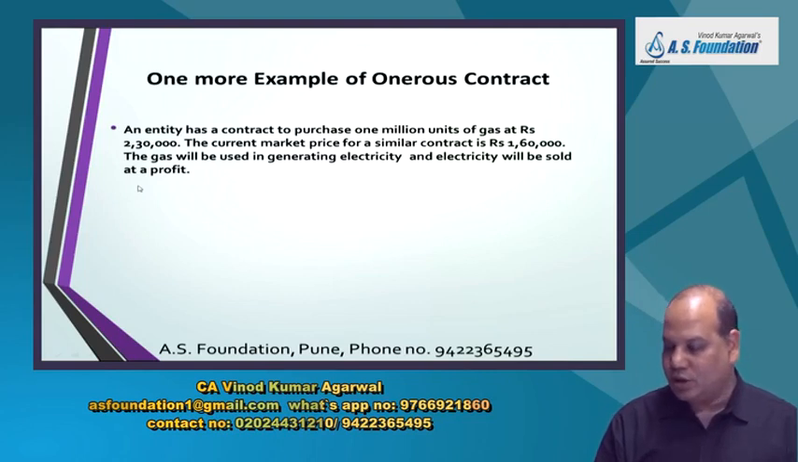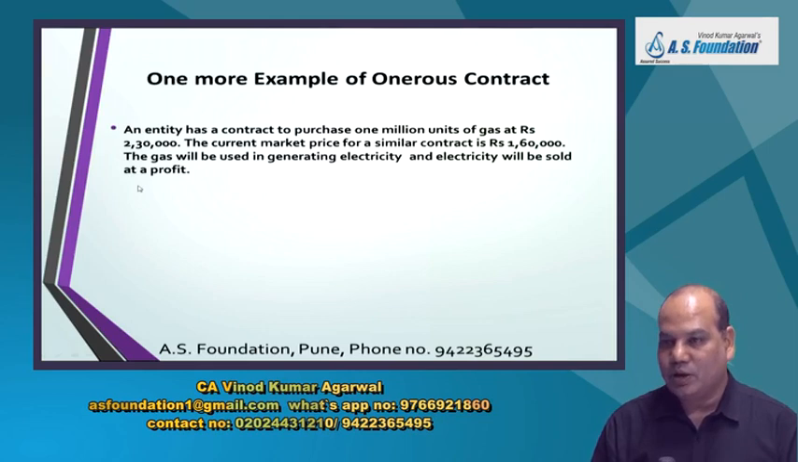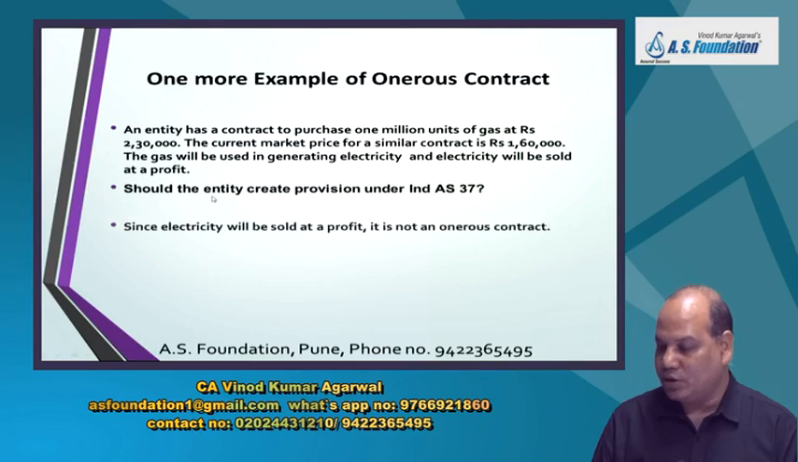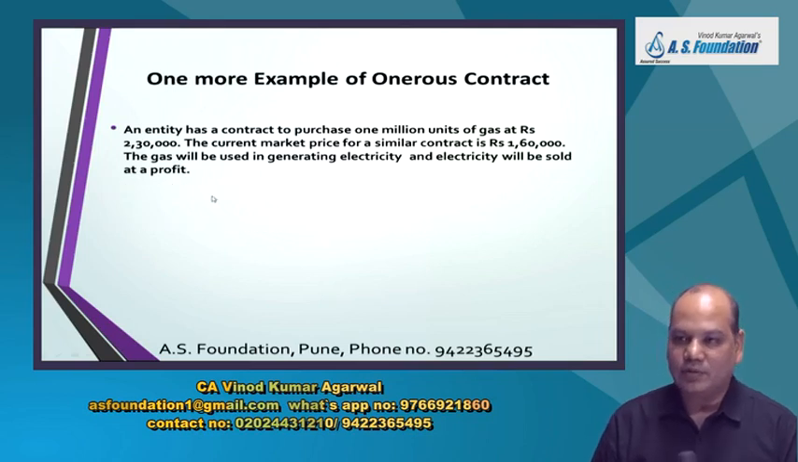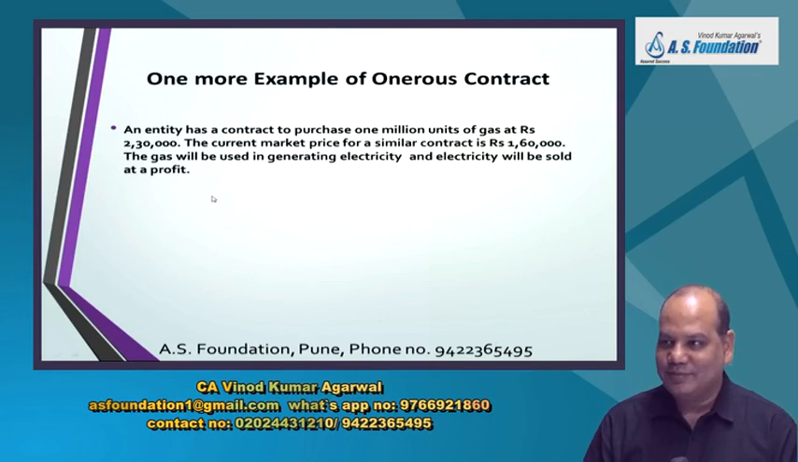An entity has a contract to purchase 1 million unit of gas at rupees 2,30,000. Current market price of similar contract is 1,60,000. The gas will be used in generating electricity, and the electricity will be sold at a profit. My question is same, whether an entity should create a provision under IAS 37. Vote for yes. It should create provision. Vote for no. It should not create provision. Which is right?